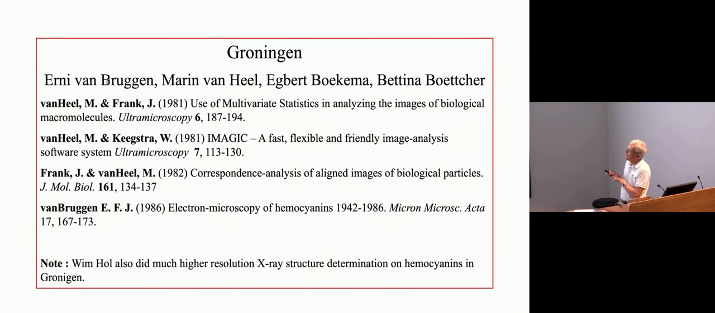And then another group was where Marin Van Heel was trained in Groningen. Ernie van Bruggen was more biology oriented, but people like Marin Van Heel, Egbert Boekema, and Bettina Böttcher all came from Groningen, and their interests were focused on another specimen in the early stages, hemocyanin, earthworm hemocyanins, and other molecules. And these are still worked on by Marin Van Heel. It's a tradition. If there was a favorite specimen in Groningen, there were lots of them, and it spread out into X-ray crystallography. So Wim Hol also did lots of work on hemocyanins using X-ray crystallography.